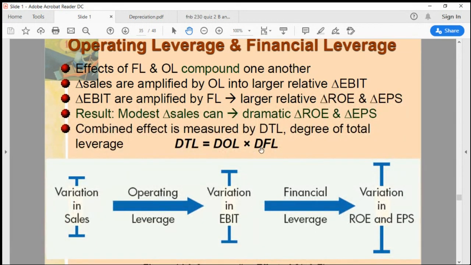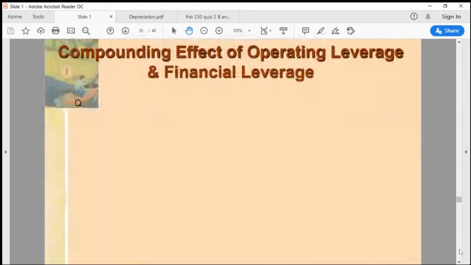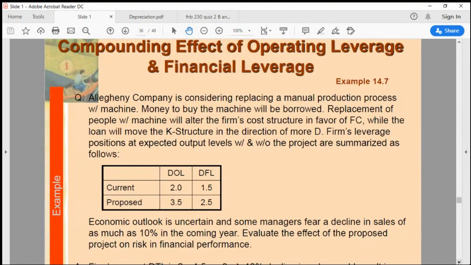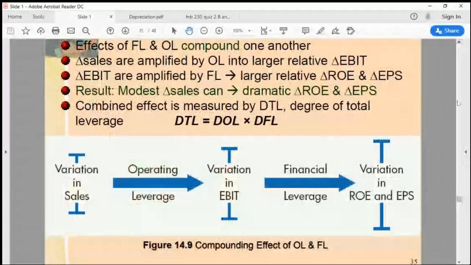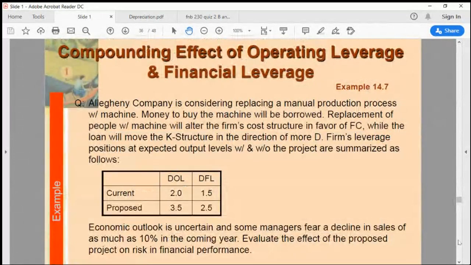So I already talked about this. There is variance in sales. In other words, there is volatility in sales. The sales can range between very bad and very good. Through operating leverage, it's amplified, right? So there is variation in EBIT. And through financial leverage, there is even more amplified variation in ROE and EPS. Okay, so here's an example. Compounding effect of operating leverage and financial leverage.